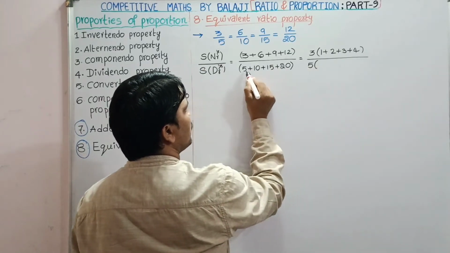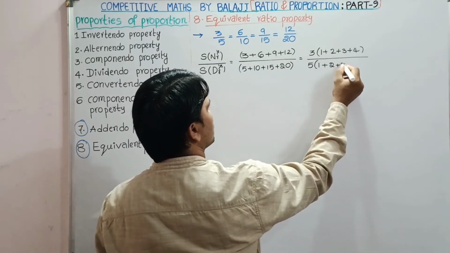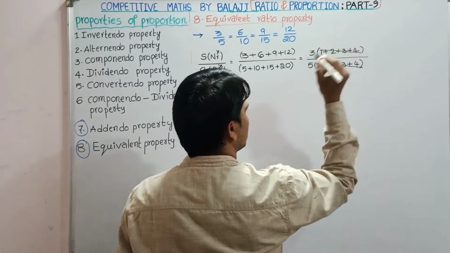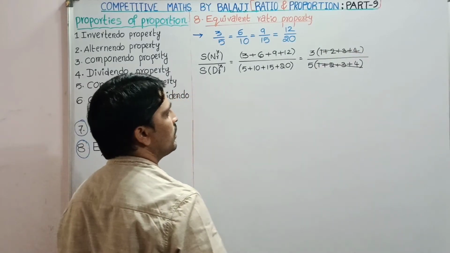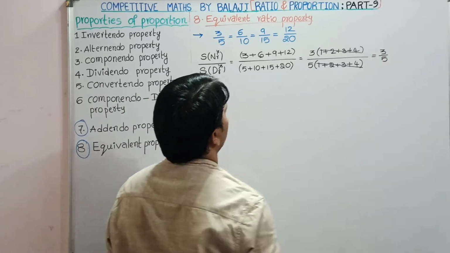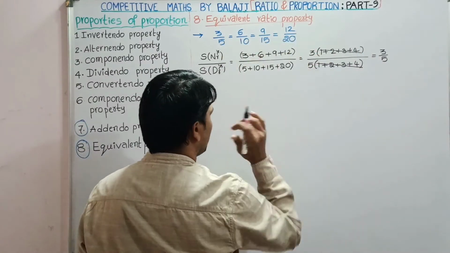So take away the 5, then we get in the bracket 1 plus 2 plus 3 plus 4. See, equal sums get cancelled in the numerator and denominator. What we get is again 3 by 5. Now we know that 3 by 5 is equal to each ratio.